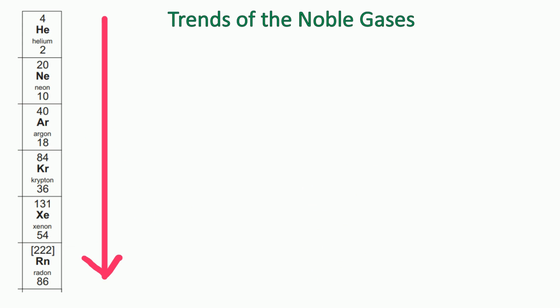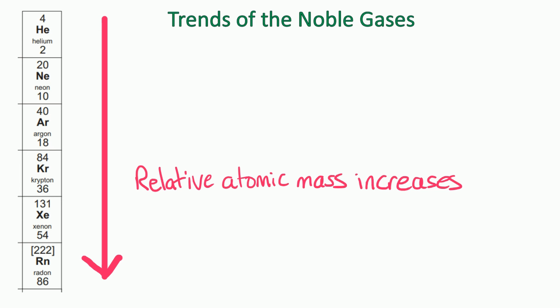We're now going to take a look at the trends of the noble gases. In other words, how do they change as we go down the group? And these are all physical properties. We've already looked at the chemical properties in that they are very unreactive, so these are now the physical properties. So first of all, as you go down the group, the relative atomic mass increases, and we can see from the periodic table the mass number is going from 4 to 20 to 40 and so on.